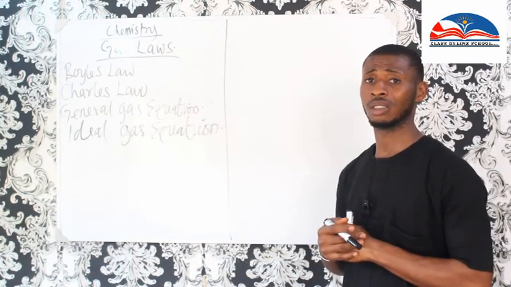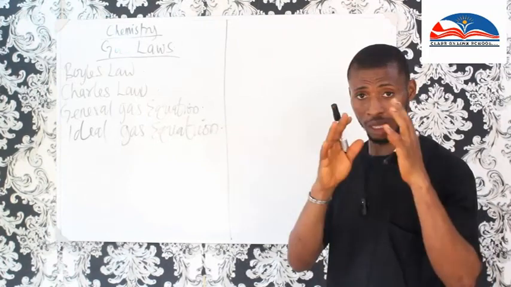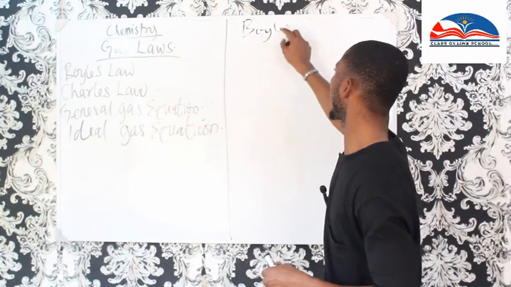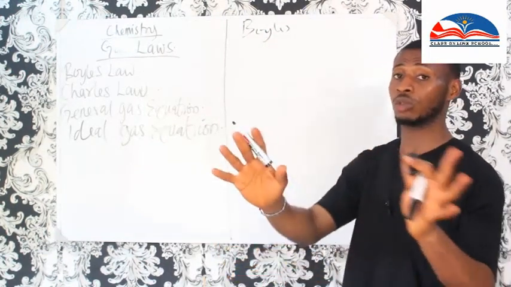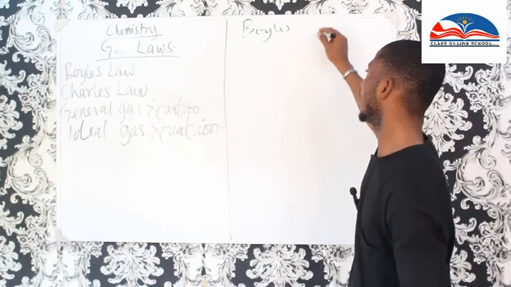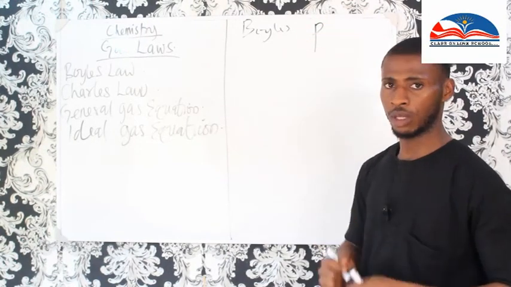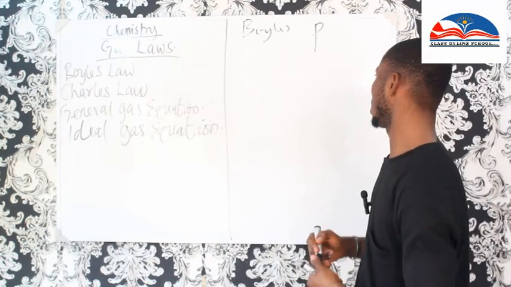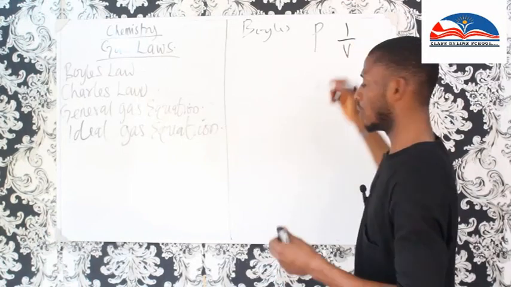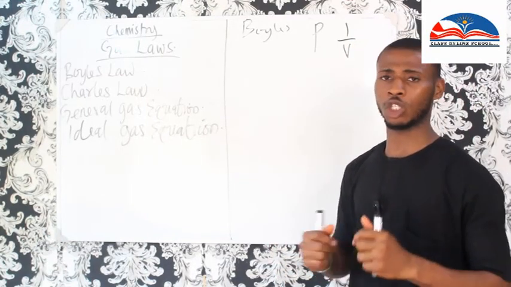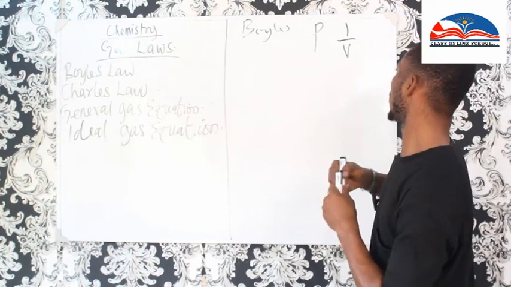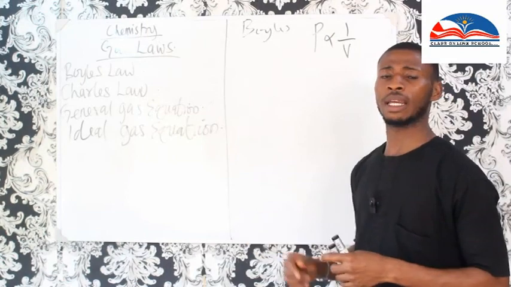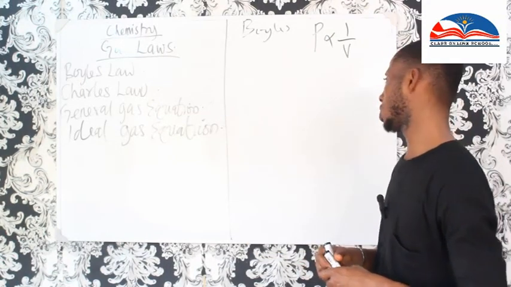This is a law of gases. Boyle's law states, and I'm not going to write it, I'm just going to dictate it for you, but the formula will be written: the pressure of a given, fixed gas is inversely proportional to the volume, provided that temperature is constant.